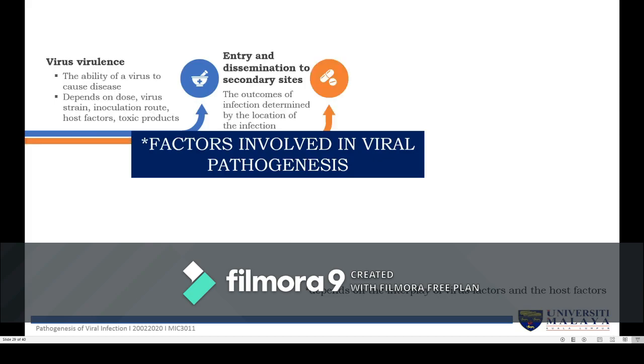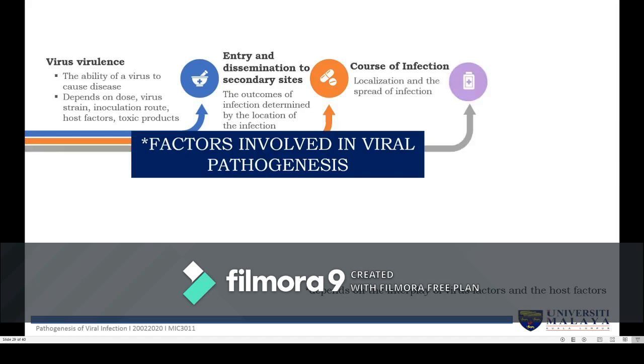And the second one is the entry and dissemination to secondary sites. So where they get in and how they spread also play a role. The outcome of the infection is determined by the location of the infection. This is the same for localization and the spread of the infection. Those that cause infections locally only are possibly not that bad. But when it can spread, not only in the lymphatic but also in the blood, then it's bad. It can cause systemic infections, and if it causes an infection in the CNS, then it will be worse. So it depends on the cause of infection and the entry and dissemination.